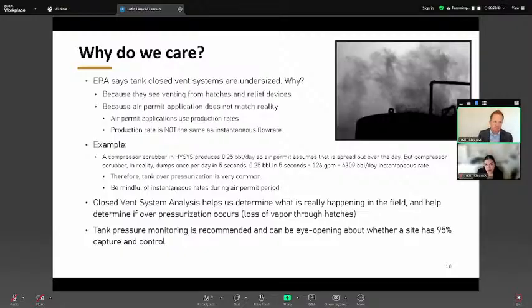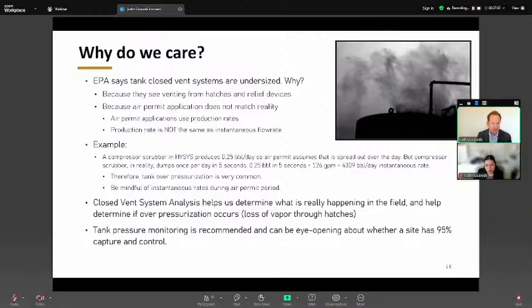Let's explain that. At the same time, as you're designing these closed vent systems, you want to make sure you recognize that the production rate coming from your wells is not necessarily the flow rate coming to your tanks. We'll get into some of those details, but we want to make sure that we're evaluating what's going to the tanks, not necessarily what's coming out of the ground.